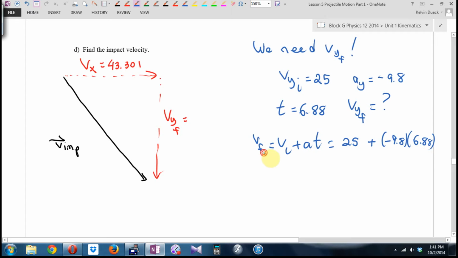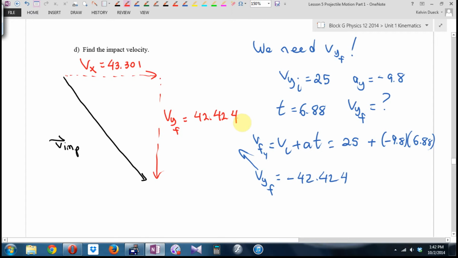On that little rant, then, what do you get for Vy final? Give it to me to as many sig figs as you have. What do we have? 42.424? Is that right, folks? Yeah. Okay. And that I can put on the triangle over here. 42.424.